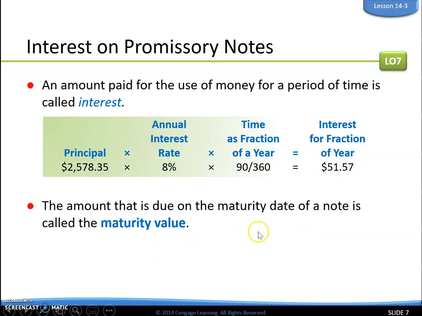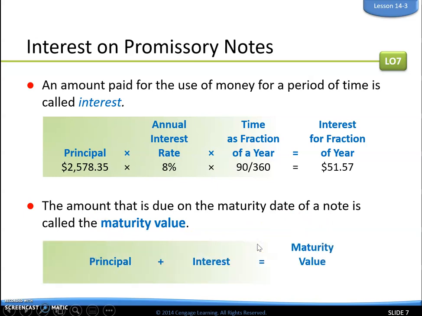The amount that is due on the maturity date of a note would be called the maturity value. To figure out the maturity value, we would take the principal plus the interest to get that value. Okay, so here we're showing the principal, the interest that we just figured out, and now here is the maturity value.